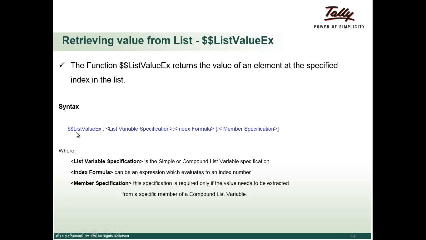So what is the syntax? It says list value x. You specify the list variable. Then you give the index, that is the position of the element from where I need to retrieve the value. And this also follows the same rule. If you don't specify the member, it gets you the value from the first member of the compound variable. If you specify a member, then it gets the value from that specified member.